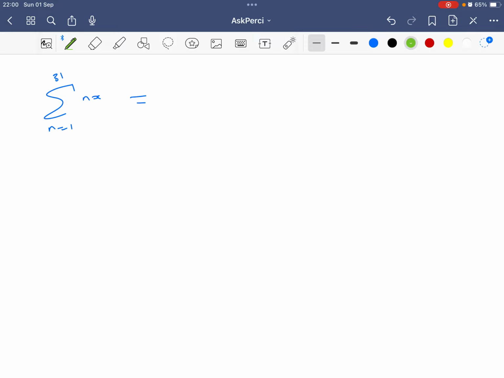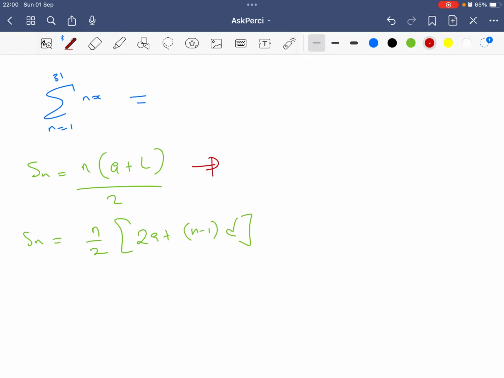So with the arithmetic series, you have two options again. You have Sn is equal to n, a plus the last term, over 2. Or you can choose this one, Sn is n over 2, 2a plus n minus 1 times d, right? You use the first one when the last term is known. If the last term is unknown, you choose this one.